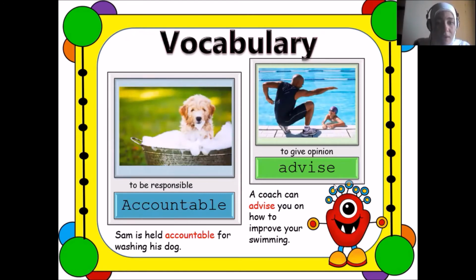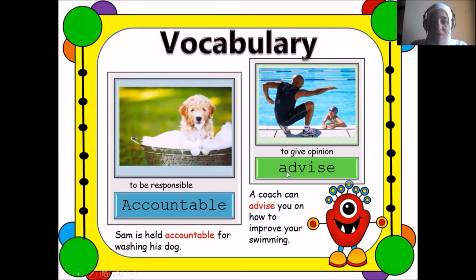The first one, accountable. Look at the picture. Okay, let's read the sentence. Sam is held accountable for washing his dog. So Sam must wash his dog. That's right. So he is responsible. When we say accountable, we mean to be responsible. Okay, so accountable means to be responsible.